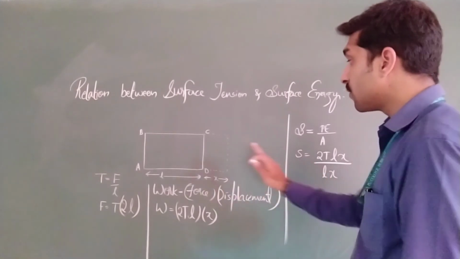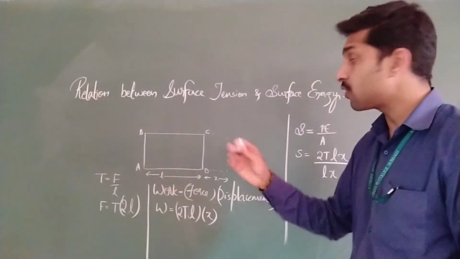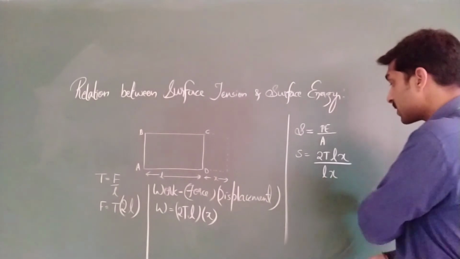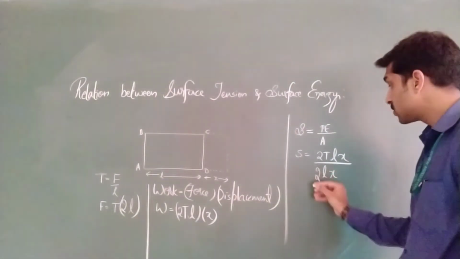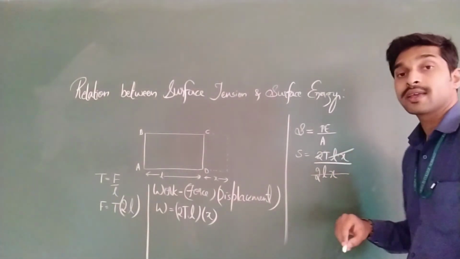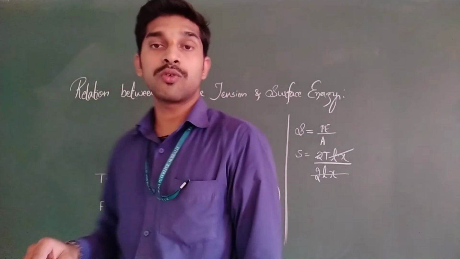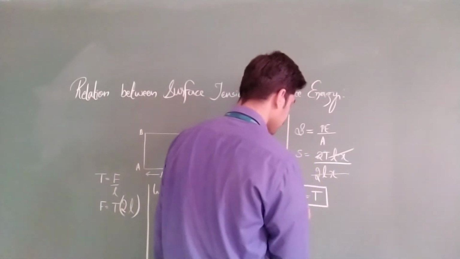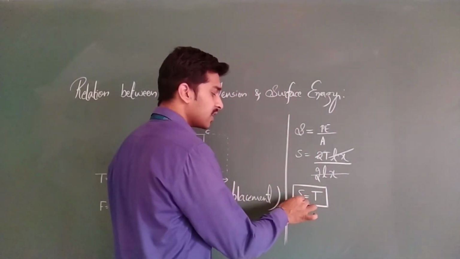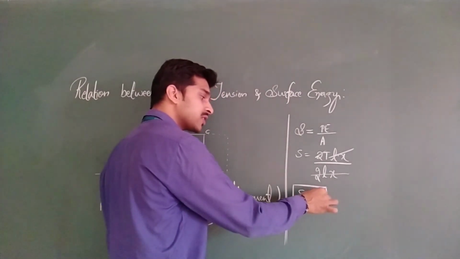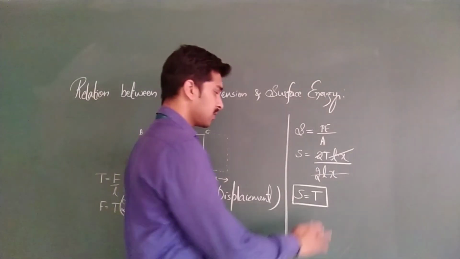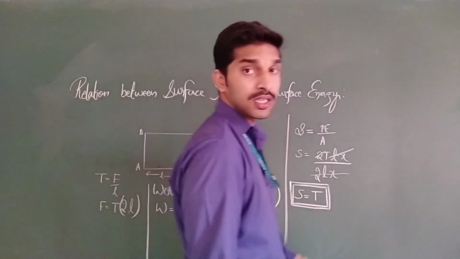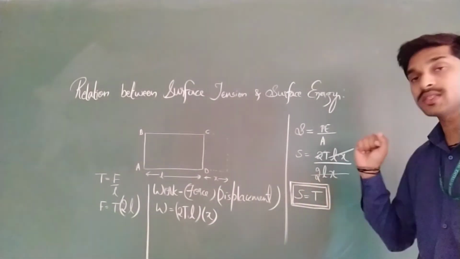So what is going to happen? This is Lx for one side, that means for the rear side. Here I have drawn a dotted line. But due to the rear side, it will be Lx plus Lx, which is 2 times Lx. So 2Lx, 2Lx will get cancelled. So what is remaining? S is equal to T. That means surface energy is numerically equal to surface tension. Clear? Got the point? Or surface tension is numerically equal to surface energy.